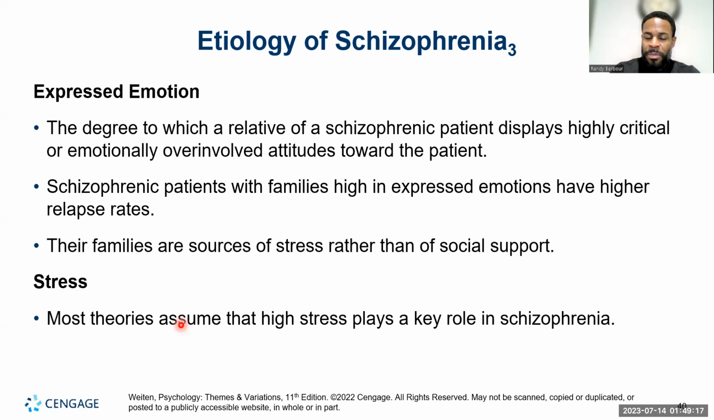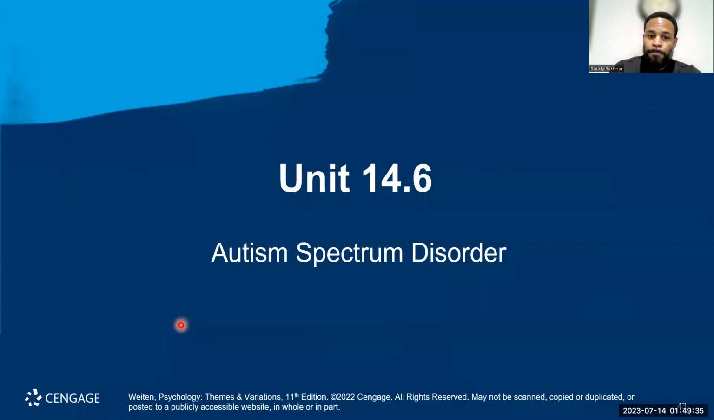We talk about how social support plays a big role, and then the way we express our emotions. When relatives of schizophrenic patients display highly critical or emotionally over-involved attitudes toward the patient, again, that can create and trigger certain things in the individual who has schizophrenia.